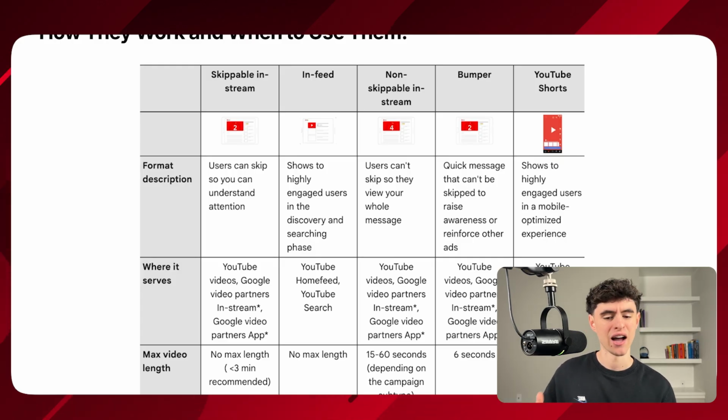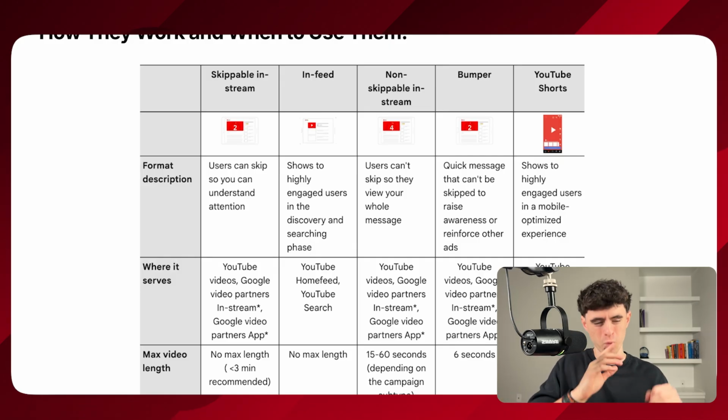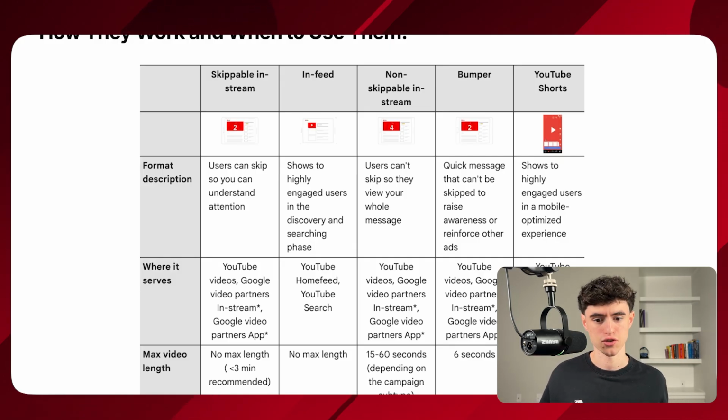The next is non-skippable in-stream. So everything we just went over in skippable in-stream is the exact same, but the difference is these are not skippable. So basically, the only difference I would make here is have your videos be about 15 to 60 seconds max, because obviously people don't have the ability to skip and they're probably just going to click off the video if you end up running them for like 3 minutes long. So what I recommend is between 15 and 30 seconds long for the non-skippable.